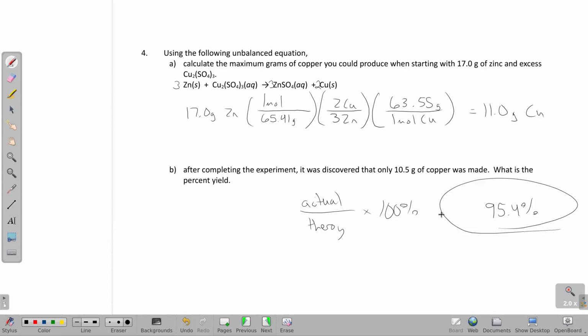So pretty darn good percentage. That tells you that the quality of the zinc was probably pretty good to begin with, because it doesn't have many impurities to it. So almost all of it was converted. Alright, and that's how we do something like question 4.